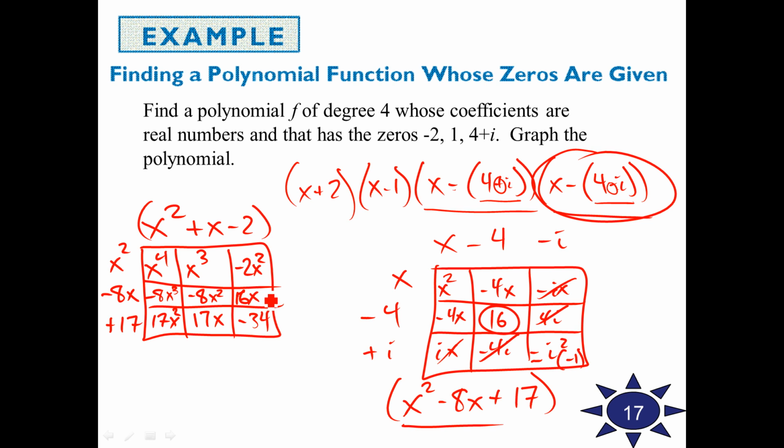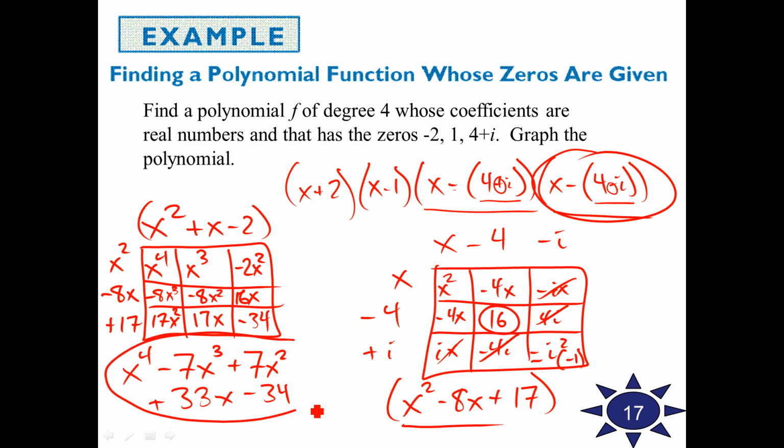Now you'll notice if you've done this right on the diagonal, you'll have all the x's, all the x squareds, the x cubes, so it's easier to put them together. x to the fourth minus 7x cubed. How many x squareds do we have here? That's a negative 10, so plus 7x squared. We have 33x minus 34. All right, big old polynomial there.